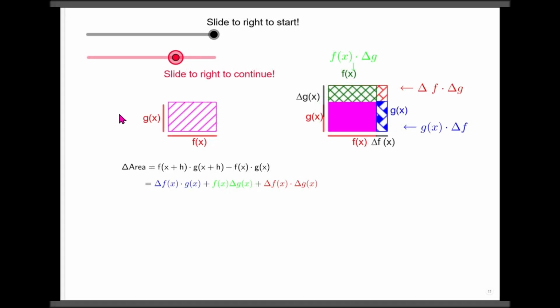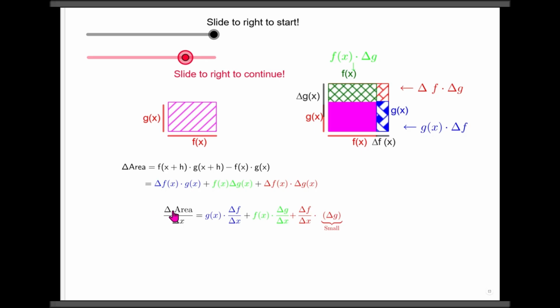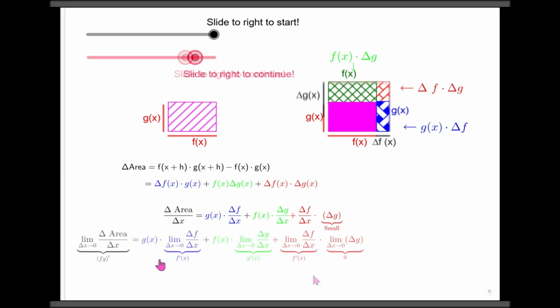Substituting the change in the area into the difference quotient formula, we find the quotient delta area over delta x is equal to g times the quotient delta f over delta x, plus f times the quotient delta g over delta x, plus the quotient delta f over delta x times delta g. As delta x approaches 0, the last term approaches 0, giving this formula.